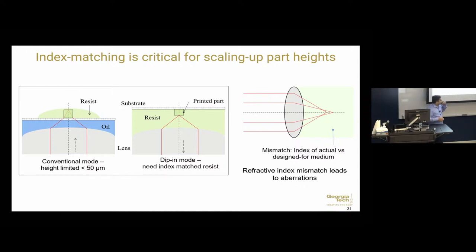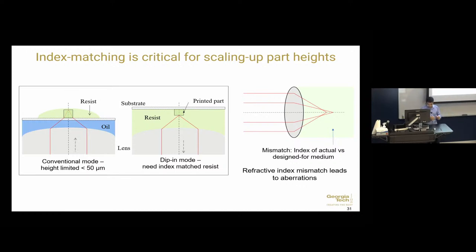The issue is, for those who are familiar with two-photon, you would see aberration as a major issue in terms of printing large structures. What aberration is, if you tightly focus this light spot into a photoresist, if the refractive index of the material is not matched to the medium that the lens was designed for, you would see these beams focusing at different planes from the focal plane. So you'd get a very large light spot instead of a very tight, small focus spot.